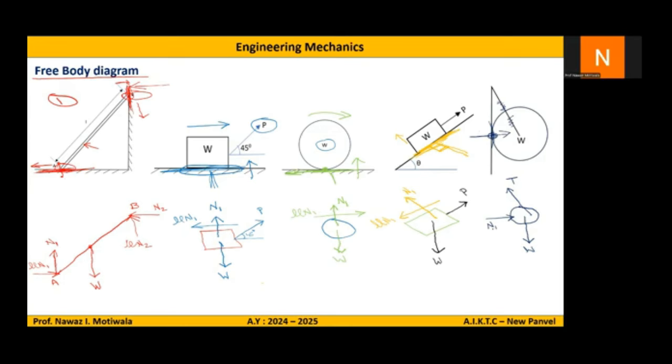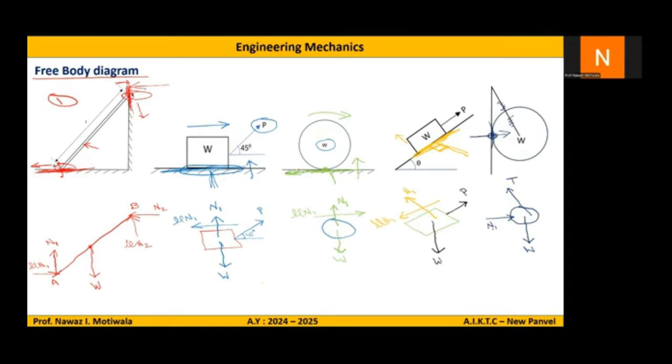So we have discussed 5 different cases in which we have drawn the free body diagram. I hope you have got the concept of drawing the free body diagram correctly. So just to summarize, the free body diagram is a diagram which is made by isolating the body from all the contact.